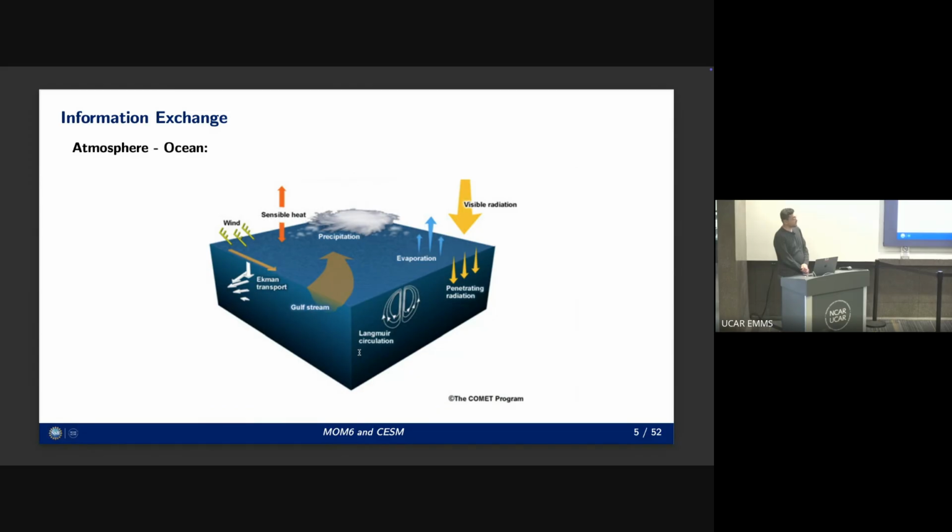And so here's an example of an information exchange between the atmosphere and ocean. And what's being exchanged between these two include things like wind stress, sensible heat, precipitation, evaporation, radiation, and so on.